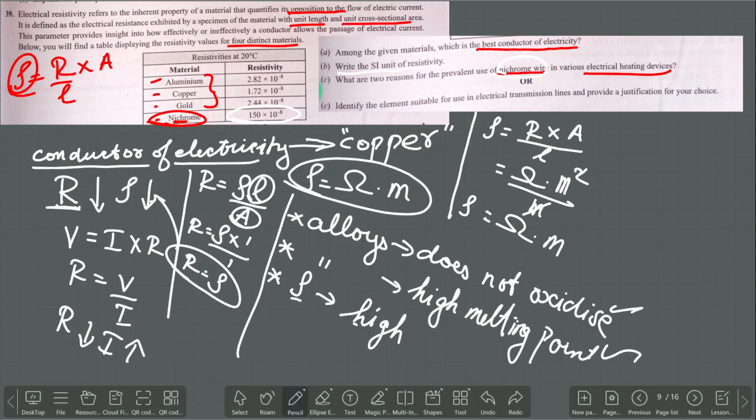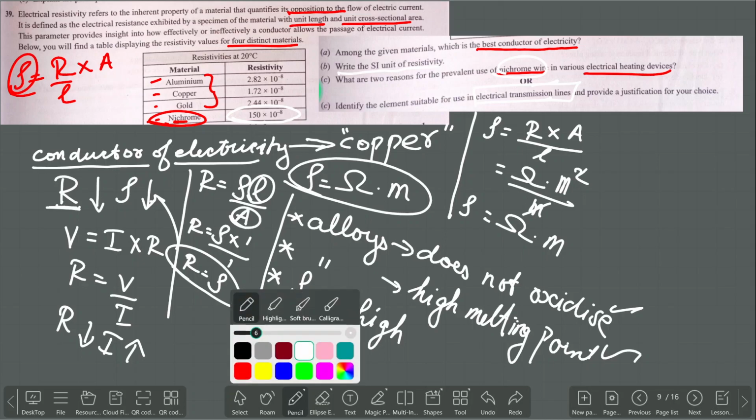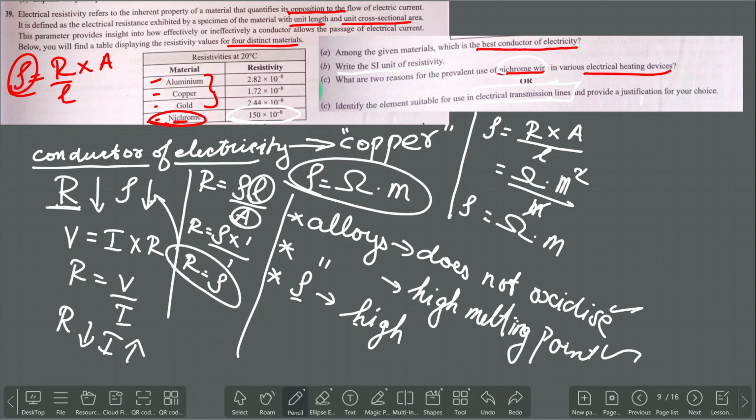Now, identify the element suitable for the electrical transmission lines. That means from the EB board and from the transformer lines we are getting the current, right? What type of wire are they using? Either aluminum or copper? Aluminum. That means our answer for the third one is going to be aluminum. Justify your answer: the resistance of aluminum is going to be less.